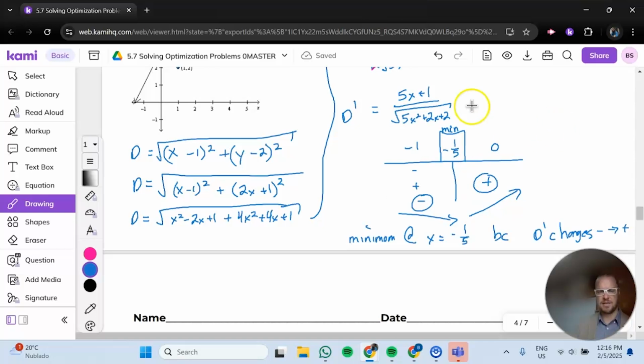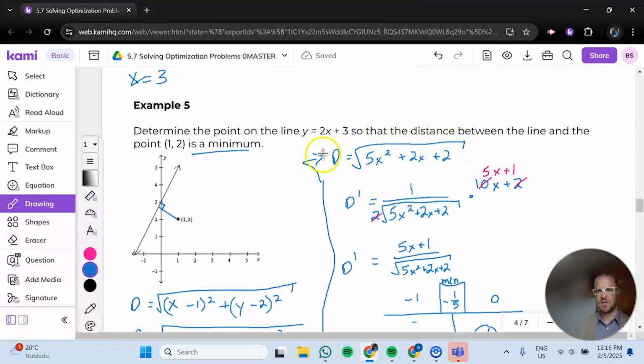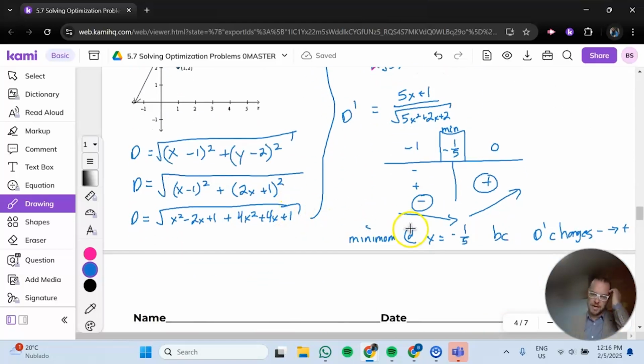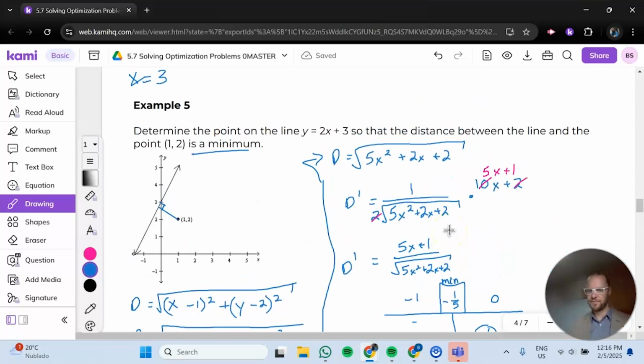All right. Now let's see. Did it ask me to determine the point on the line? Yeah, I need the whole point. So I'm not quite done. I need to also find y there. So if my x is equal to negative 1/5, I need to find my y. I'm going to do that by using this equation. So y is equal to 2 times negative 1/5 plus 3.